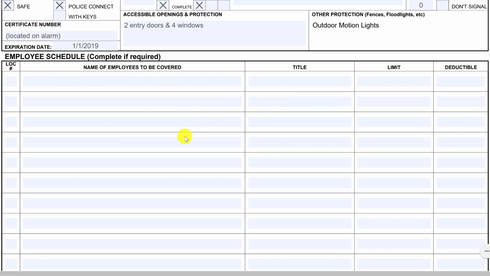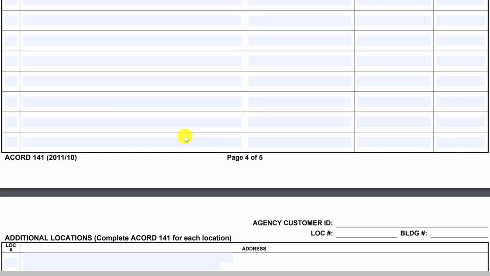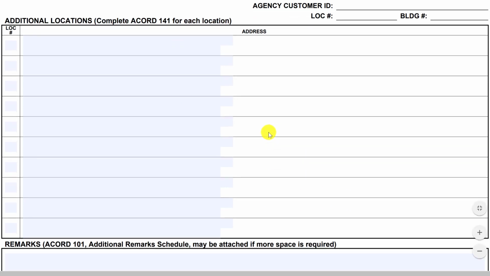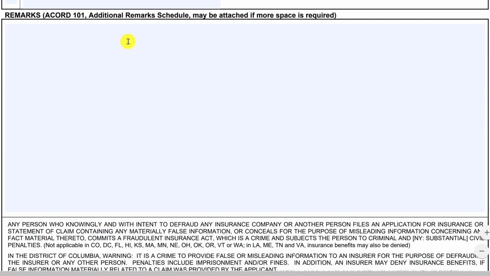So I usually like to blanket stuff, but if you do schedule it, this is where you'd fill all that out by employee, by title, in terms of coverage. If there are additional locations, you list them here. And by the way, if you love to complete the Accord 141, you just get ready because you can complete it for each location. Okay? And then if there are any additional remarks, like, man, this is a long form, save that for Accord, but this is where you could also put other things that can help sell the policy. Again, we're always trying to sell the company first, then the customer.